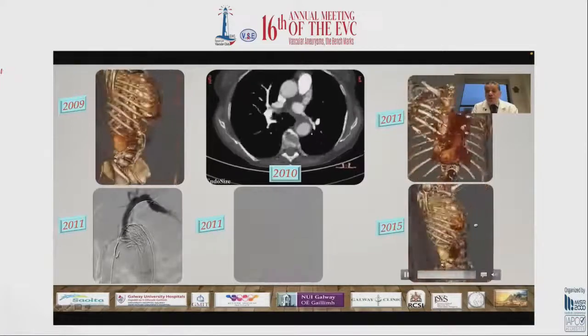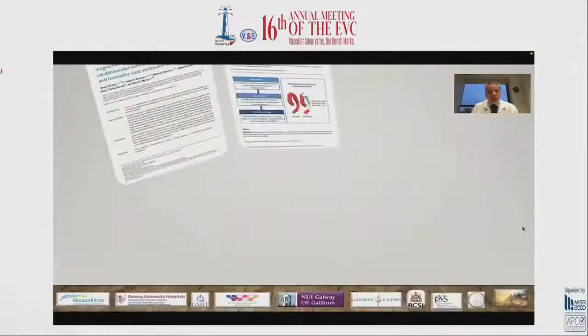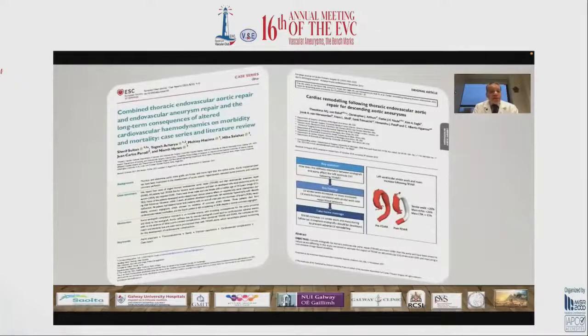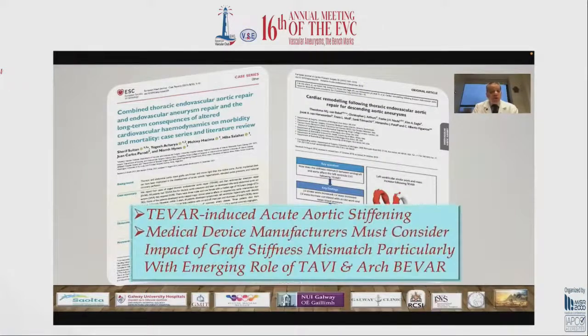So this led us to start thinking about what's going on with these patients. And we published our experience in the European Heart Journal, where we confirmed combined thoracic endovascular aortic repair and endovascular aneurysm repair and the long-term consequences of altered cardiovascular hemodynamics on morbidity and mortality. Moreover, we have proven clinically and scientifically that TEVAR induces acute aortic stiffness. Medical device manufacturers must consider the impact of graft stiffness mismatch, particularly with the emerging role of TAVI and arch branched repair. So we're coming closer to the heart, but we're putting in more very stiff grafts.